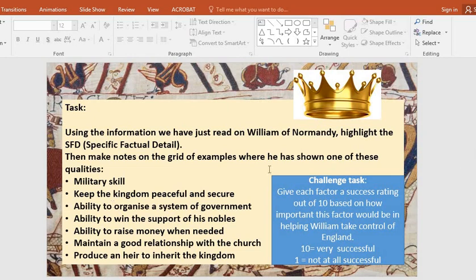What would be really good for you to do then is to give each of these factors a rating, i.e. 1 being not very successful at all in helping William take control of England, and 10 being very successful.